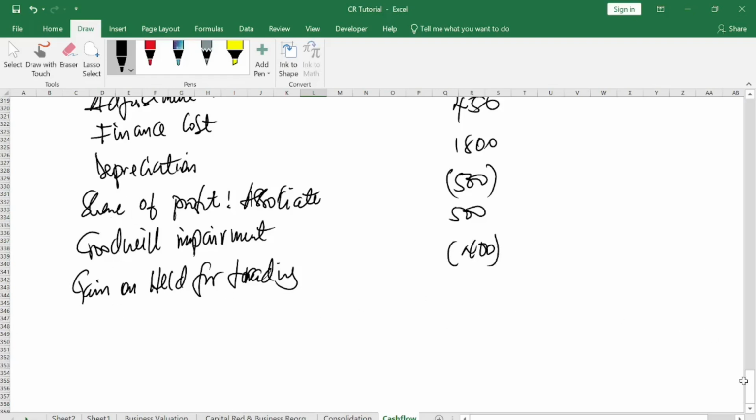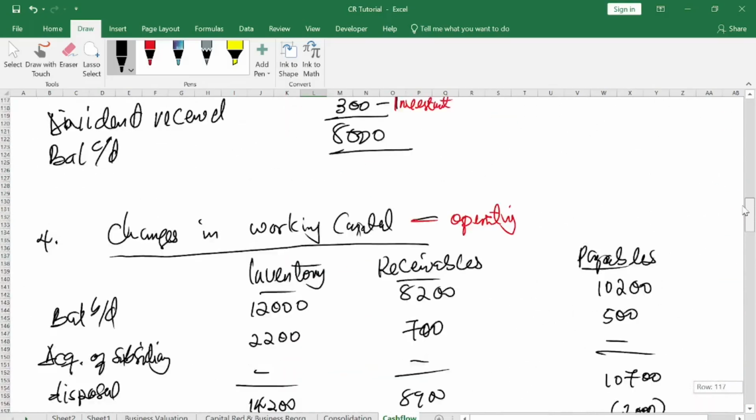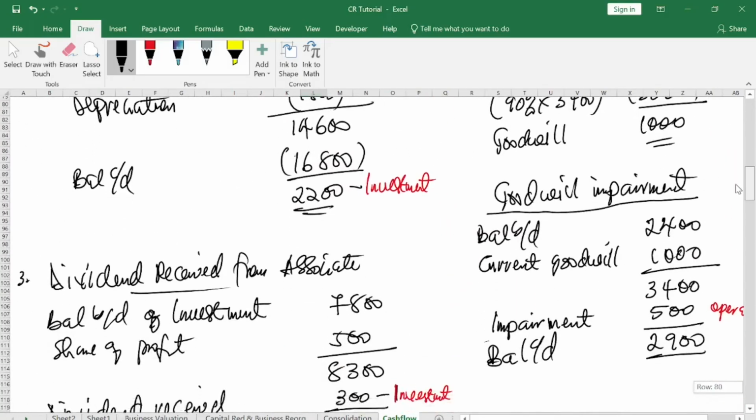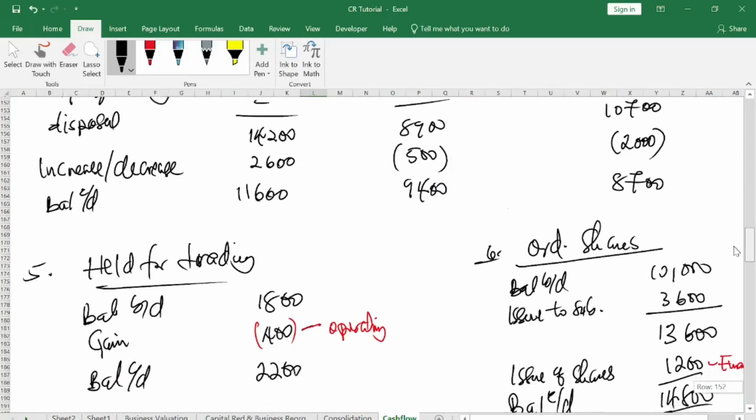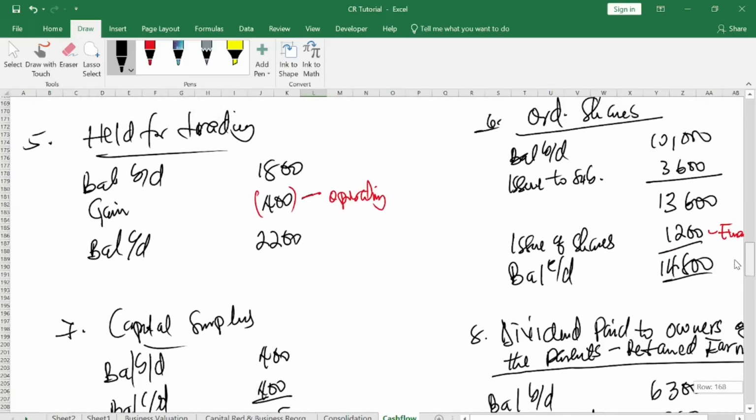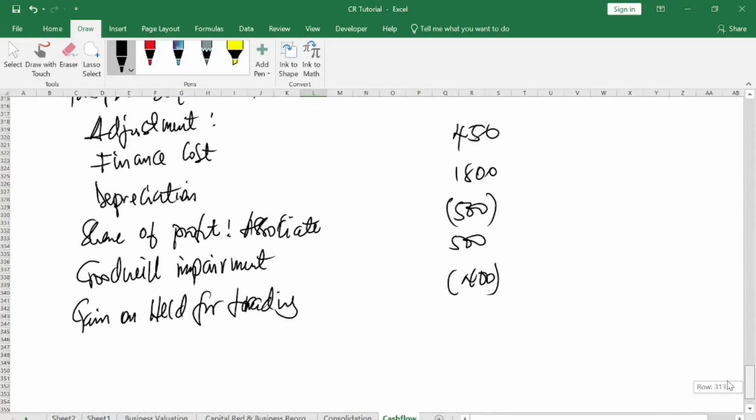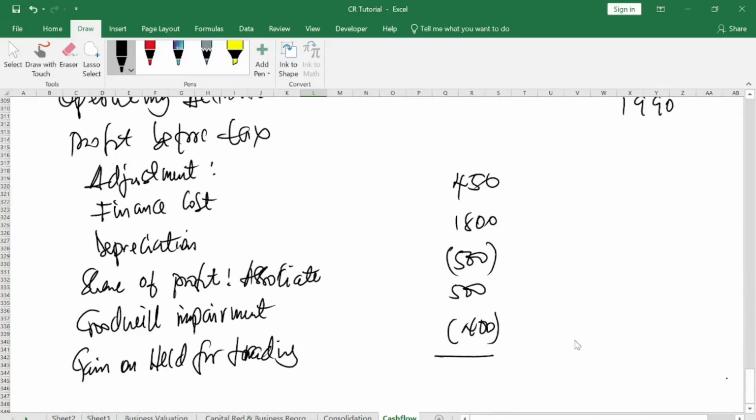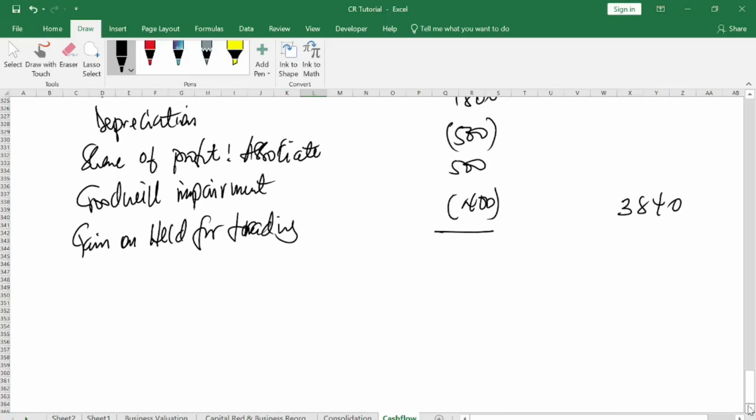So I think these are the adjustments that will come here. We've done with goodwill. What again? Changes in working capital will come later. We've done with the held for trading. Income tax, we also deal with it later. Okay, so we are done. So please add this one and let us go, and then 3840. So let's move.